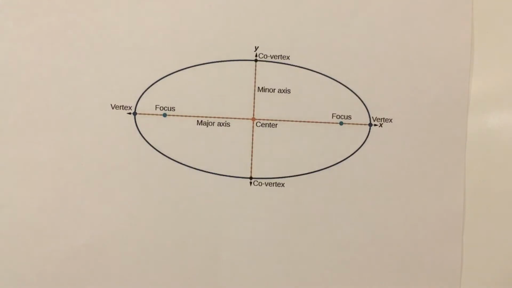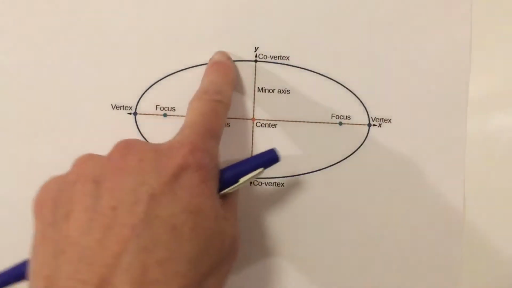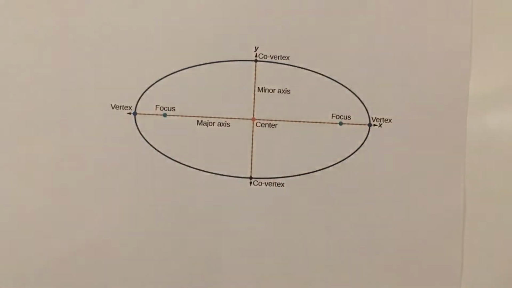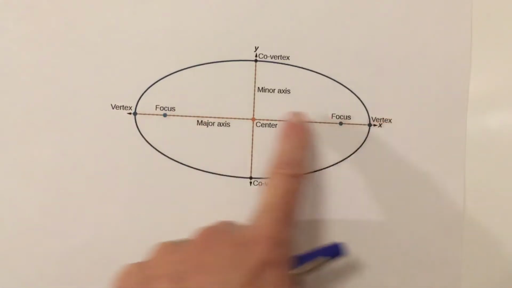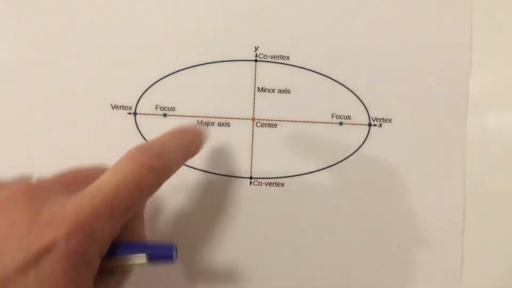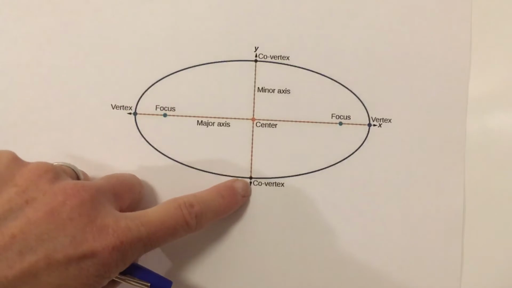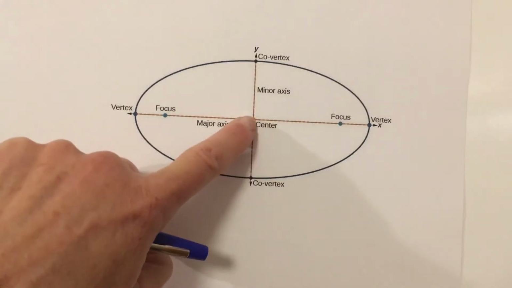Okay. So this is one example of how an ellipse can look. This ellipse is longer in this direction and shorter in this direction. And I want you guys to notice all the labels. See how it says vertex and vertex? The vertices are always on the long side. The co-vertices are on the short side. The center is right in the middle.